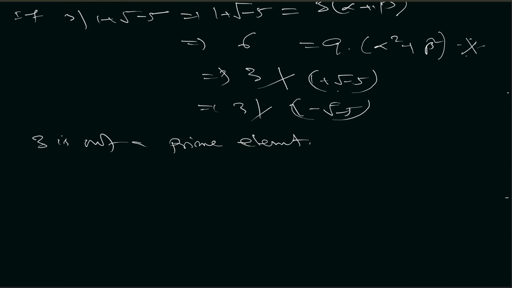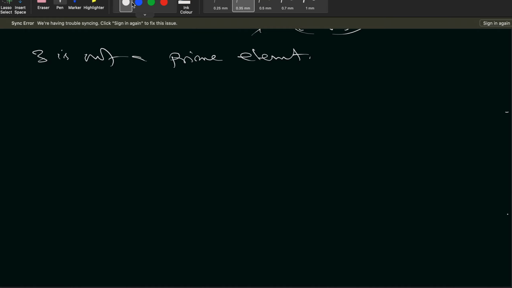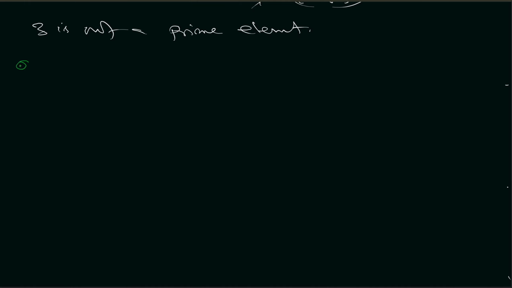Now another question. Suppose you know Z of 2i, right? What is Z of 2i? It is the set of elements a plus 2ib, so that a, b are in Z, which is actually a subring of Z[i].